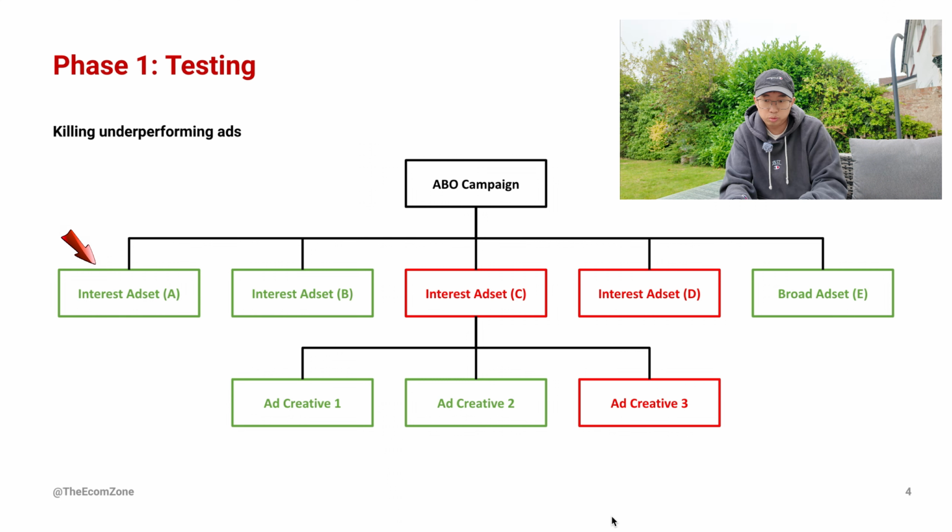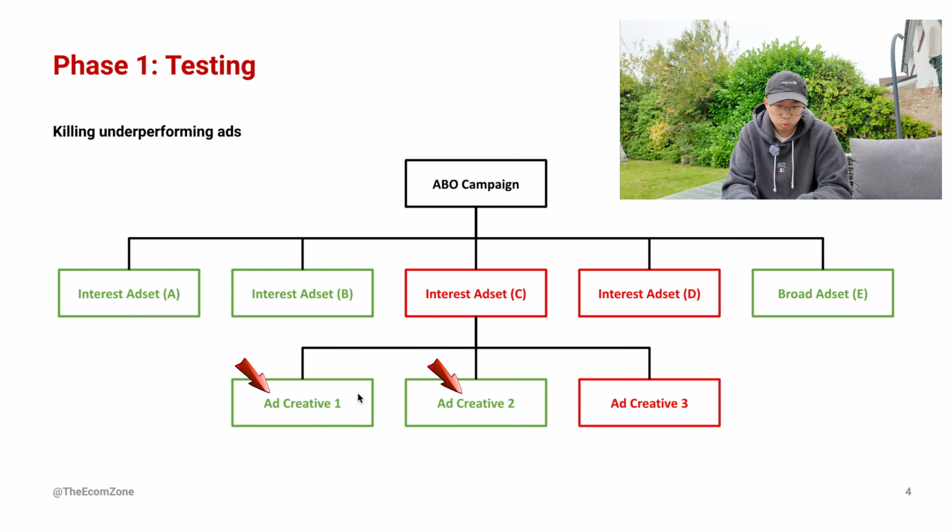So you've got 3 good ones here, which is A, B, and E. However, C and D have really high cost per clicks, or it's just not working. And if we dive in deeper, we want to look at the ad level. So ad 1 and 2, let's just say the cost per click is actually lower than $1. However, ad creative 3 is $3. Now, this is actually the problem here. It was actually ad creative 3 that's dragging down the performance.